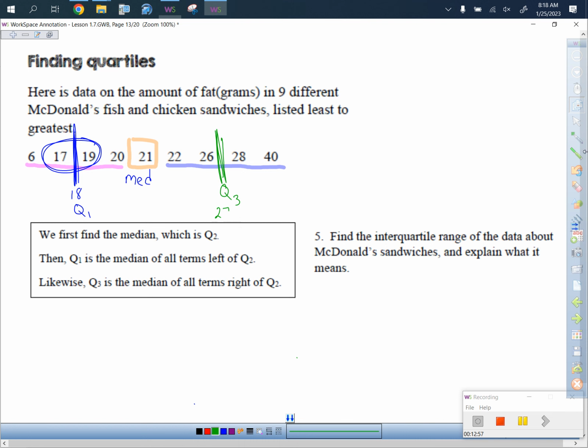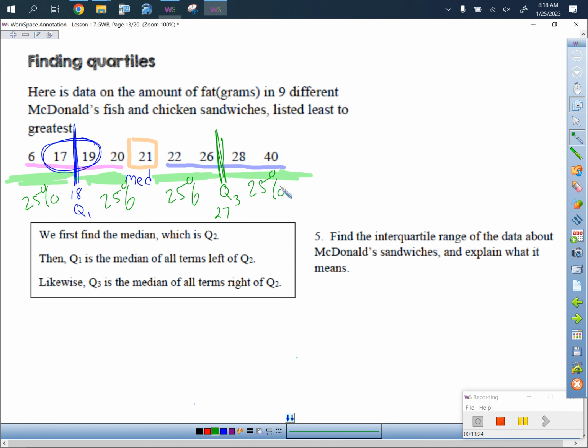So it seems like we only broke it into 3 pieces because we only found 3 numbers, but there are 4 pieces. There's piece 1, piece 2, piece 3, and piece 4. There's 4 different little spots in between there. That's why they're called quartiles. And 25% of the data will lie in each of those spaces. That's why we split it into quarters. We'll talk more about that when we make our box plots next class period.